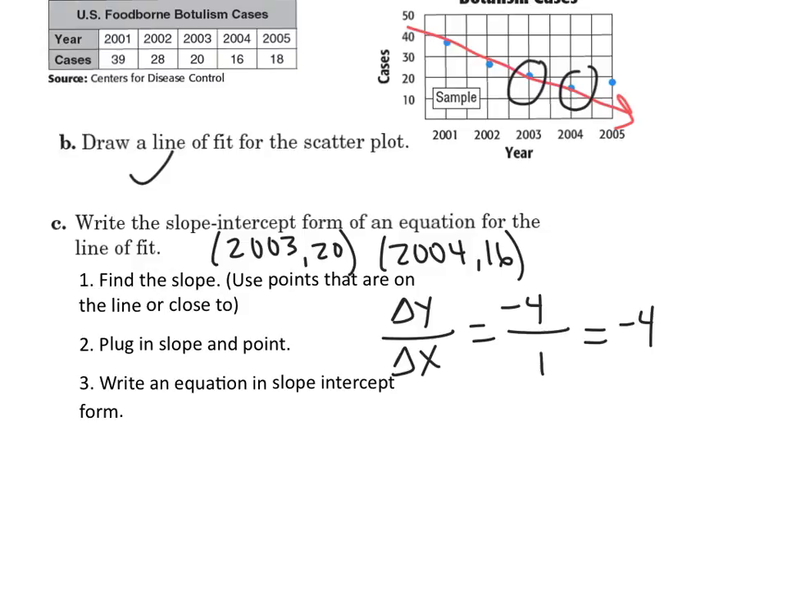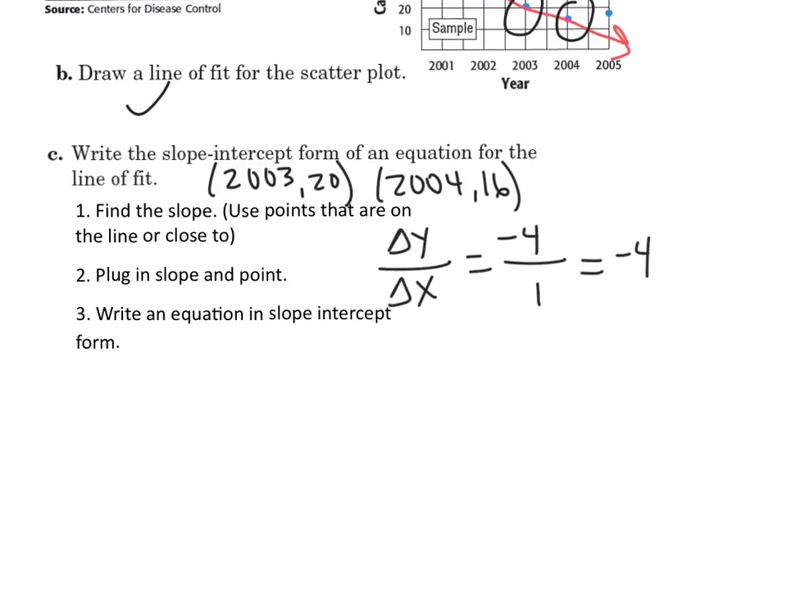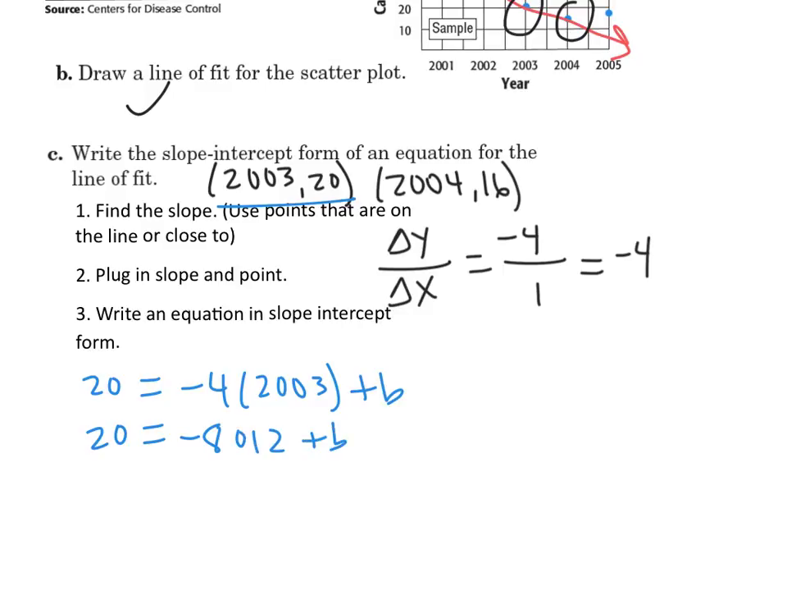So let's plug in the point and the slope, and let's solve for the y-intercept. I'll use this first point here: 20 equals negative 4 times 2003 plus b. And so here I would get 20 equals negative 8,012 plus b. Add 8,012 to both sides.